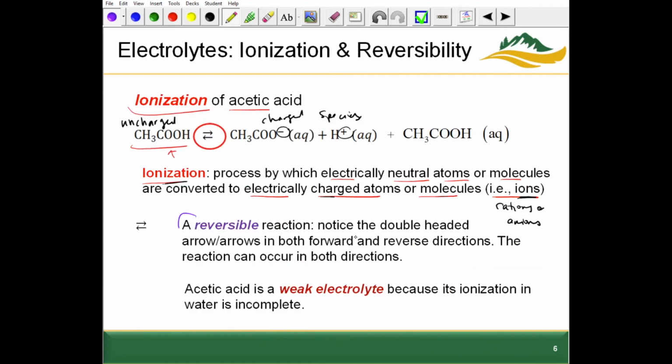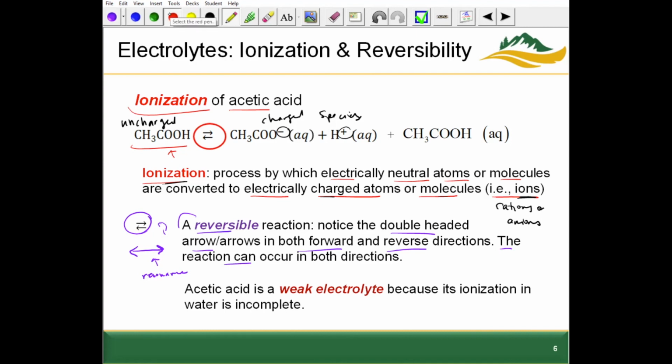So a reversible reaction, notice the double-headed arrow here in both the forward and the reverse directions. That means the reaction can occur in both directions. The correct way to show it is technically one full arrow in the forward direction and one full arrow in the backward direction. You may also see it represented like this. So just be aware that these are essentially the same thing for the cases that we're working with in the semester. We will get into where this implies resonance, and that will come up towards the end of the semester. We'll come back to this, but this double-headed arrow means it's a reversible reaction.